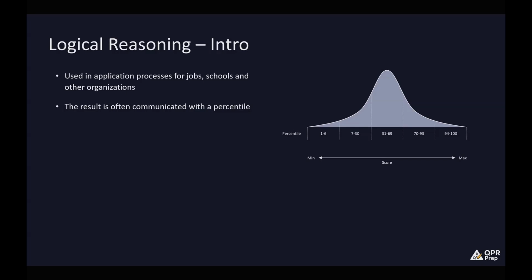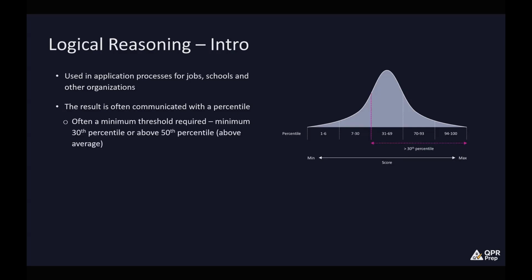If you are in the 50th percentile, it means that you have scored better than about half of the test takers, and the other half have scored better than you. As the chart suggests, most of the people end up scoring somewhere in the middle, around the average score, and scores closer to the maximum or to the minimum become more and more rare.